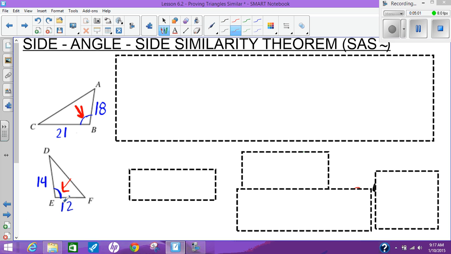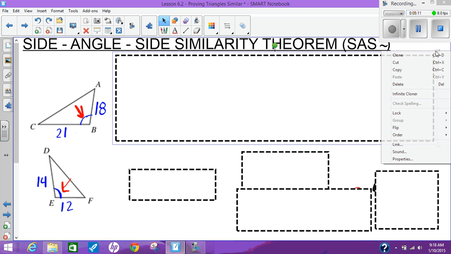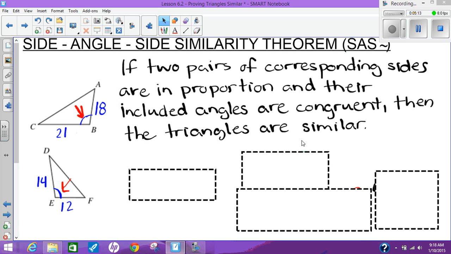Same thing over here. Angle E is between EF and DE. This angle is formed by the two sides. So that's an important piece here when we're doing side angle side. There's the theorem. So we have two pairs of corresponding sides in proportion, and the included angle is congruent. Then we can say the triangles are similar.